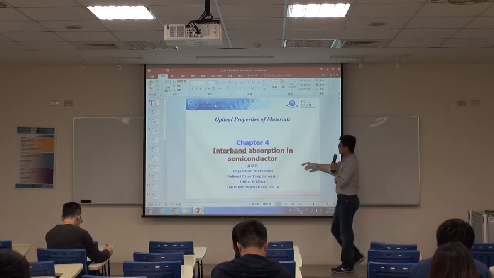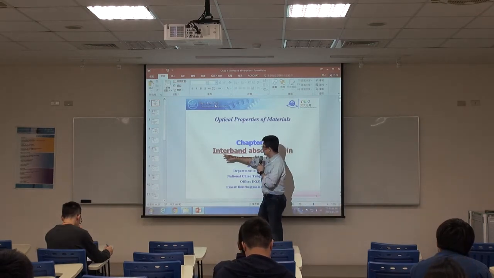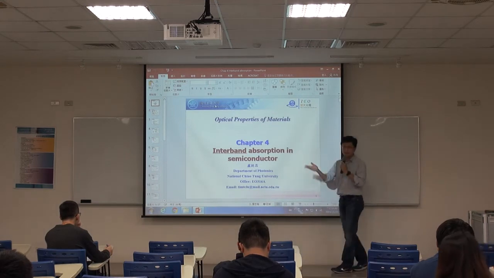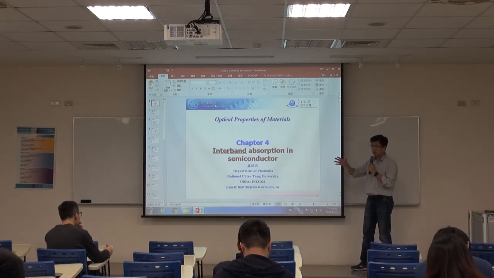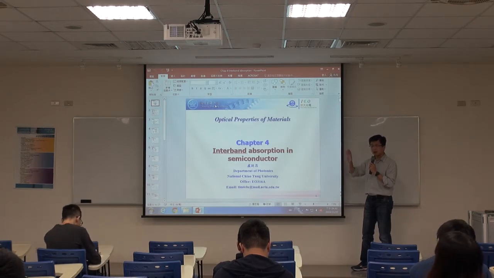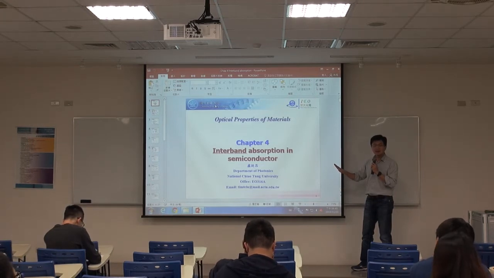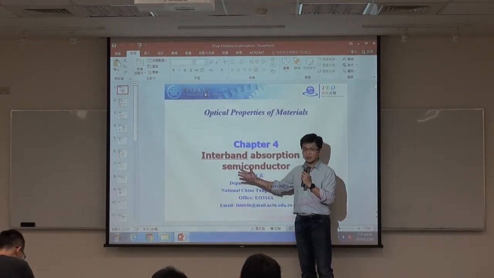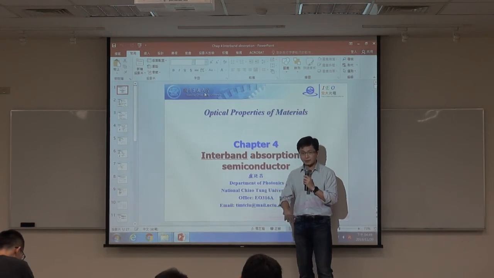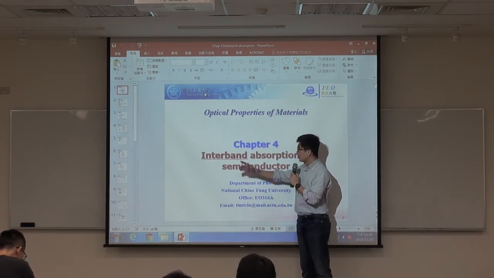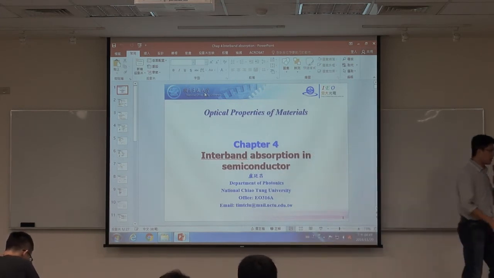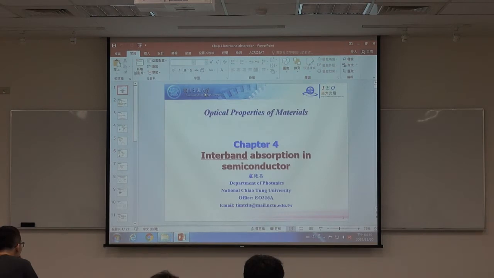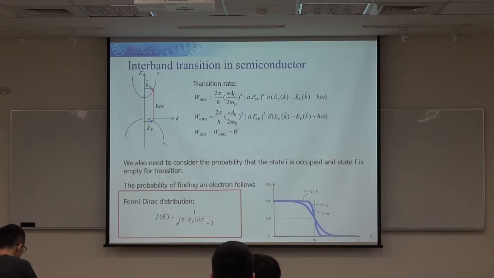But here, I'm going to tell you that there's a terminology called the interband absorption. So what does it mean by interband? Interband represents between two bands. So what are those two bands in the semiconductor? Conduction band and valence band. Okay? So this interband absorption especially refers to the electrons going from the valence band to the conduction band, resulting in the interband absorptions. Okay? So in this chapter, we need to, first of all, derive the absorption coefficients of these interband absorptions in the semiconductor.